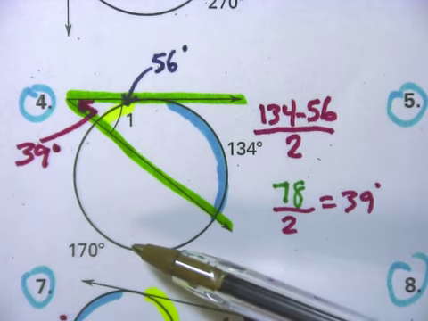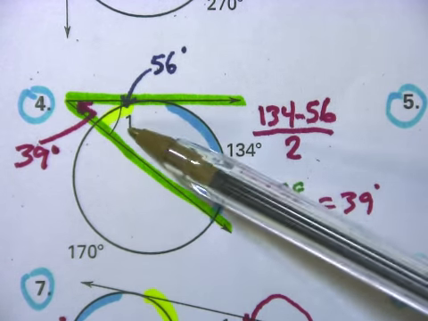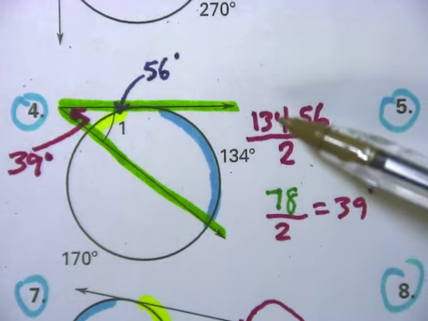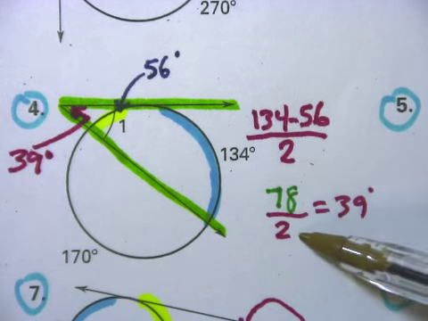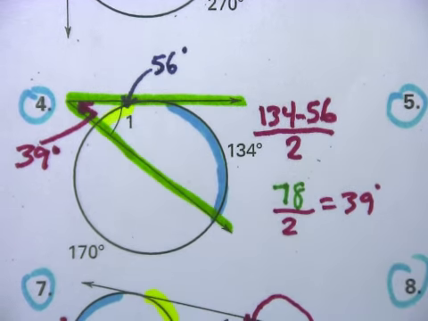degrees. Well, now that I know that this is 56 degrees, all I have to do is subtract these two arcs and divide by 2. So when I subtract them, I get 78. I divide by 2, I get 39. So this angle here is 39 degrees.